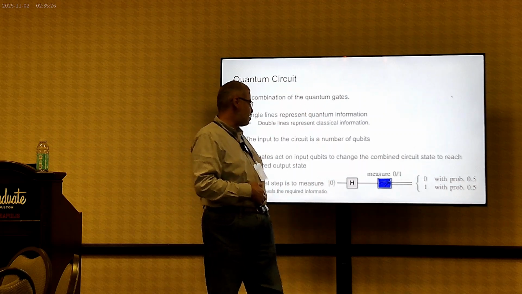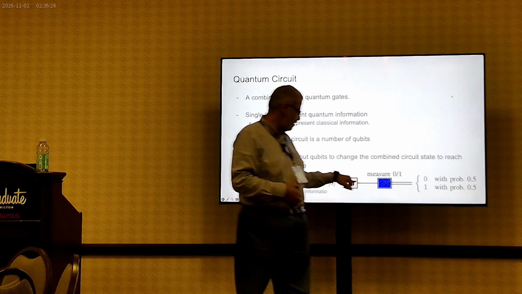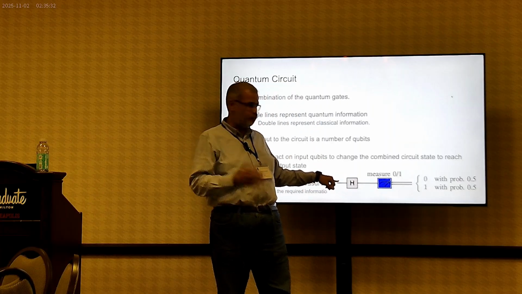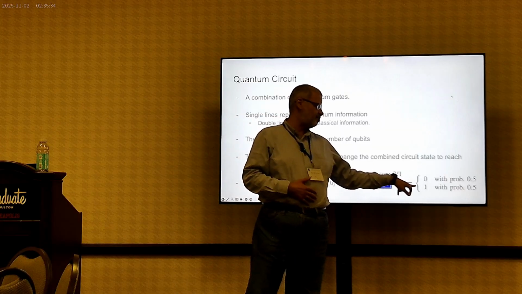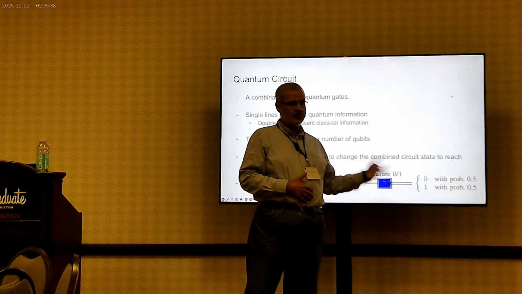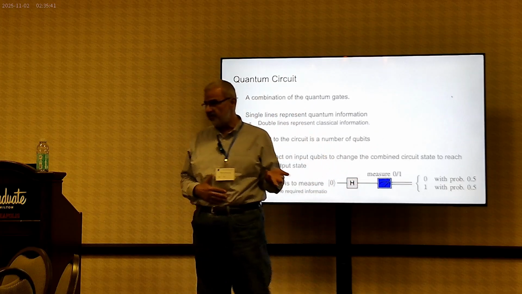One thing for the notation here is single lines represent qubits, meaning you can have superposition, but double lines represent the classical bits. And usually you get classical bits after you measure, because as we said, when you measure, it collapses to classical bits.